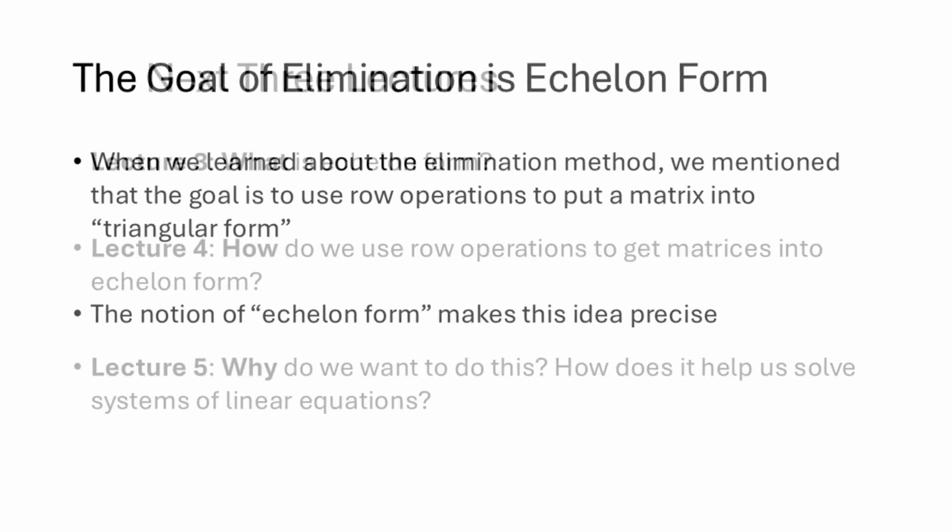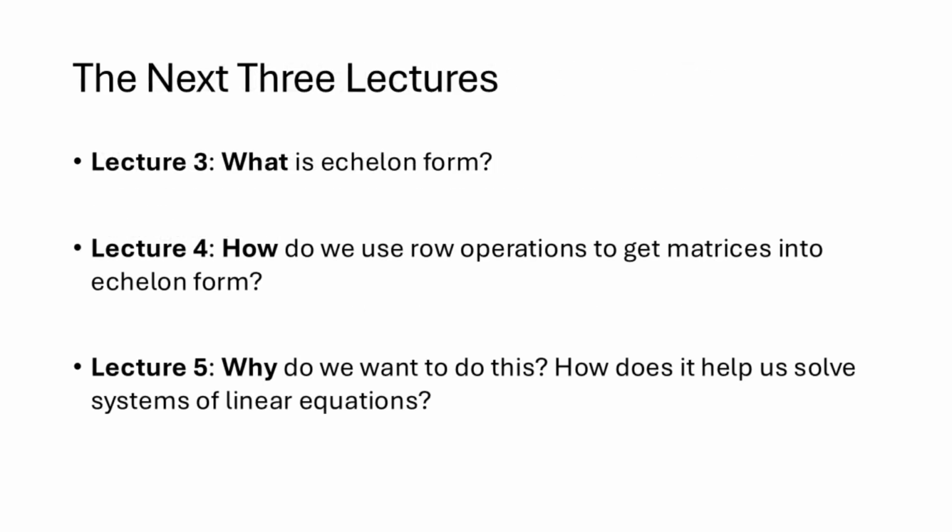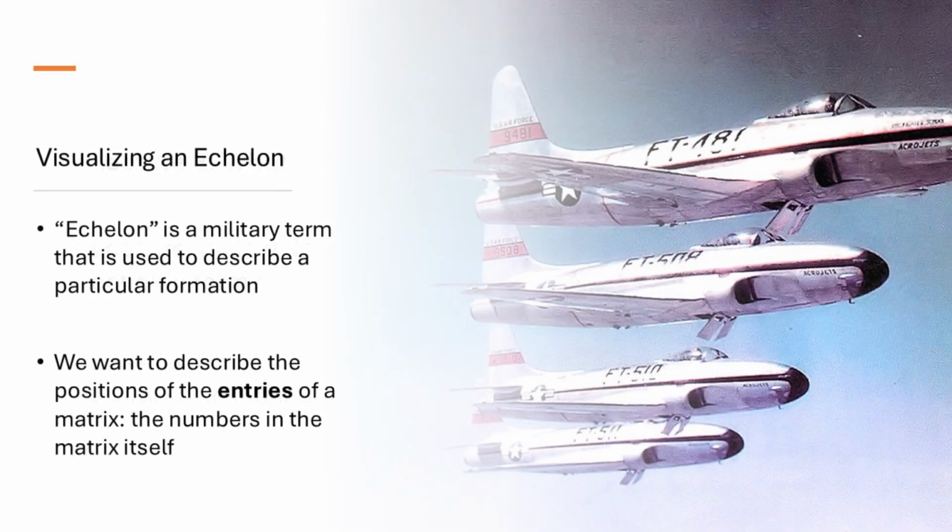and that will turn out to be what we call echelon form. In the next 3 lectures, we'll learn first what is echelon form. In lecture 4, we'll learn how we use row operations to get matrices into echelon form. And in lecture 5, we'll learn why we're doing all of this and how this relates to finding solutions of systems of equations. Echelon is a military term that's used to describe a particular formation. Here we see planes flying in echelon form, and what that means is that each plane is behind and to the left or to the right of the plane in front of it. This creates a diagonal pattern that's similar to the pattern that we're going to see in our matrices.